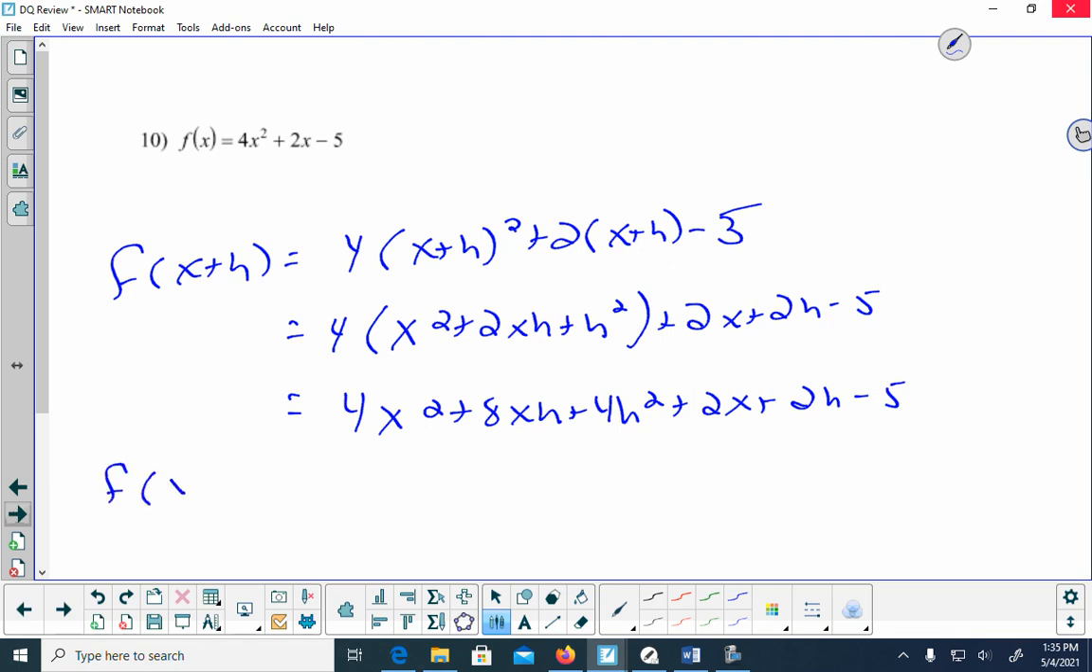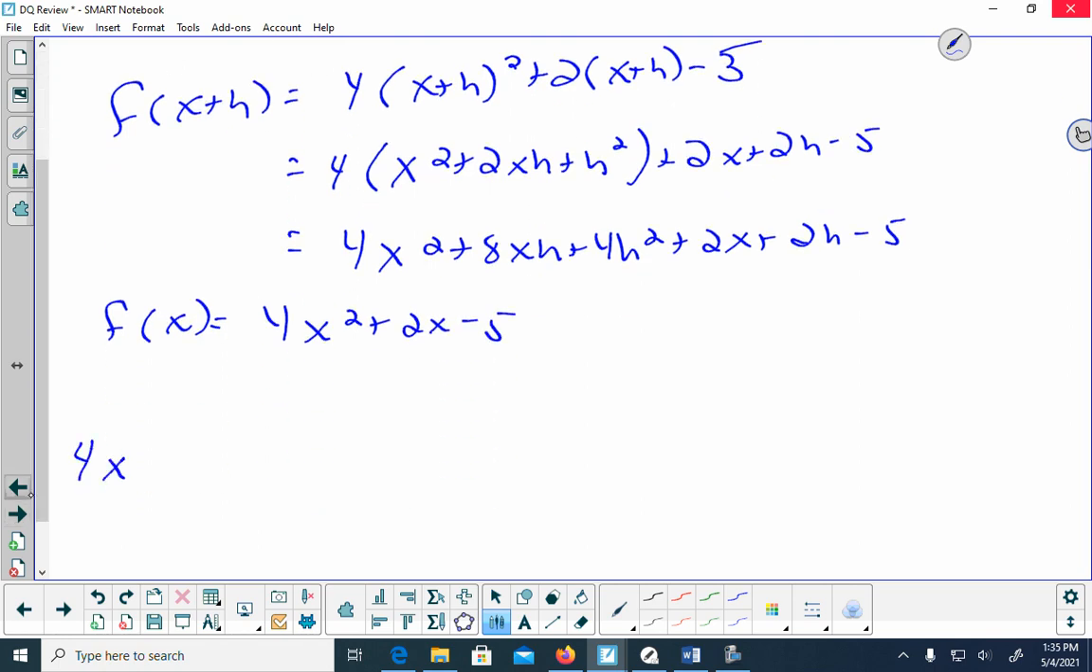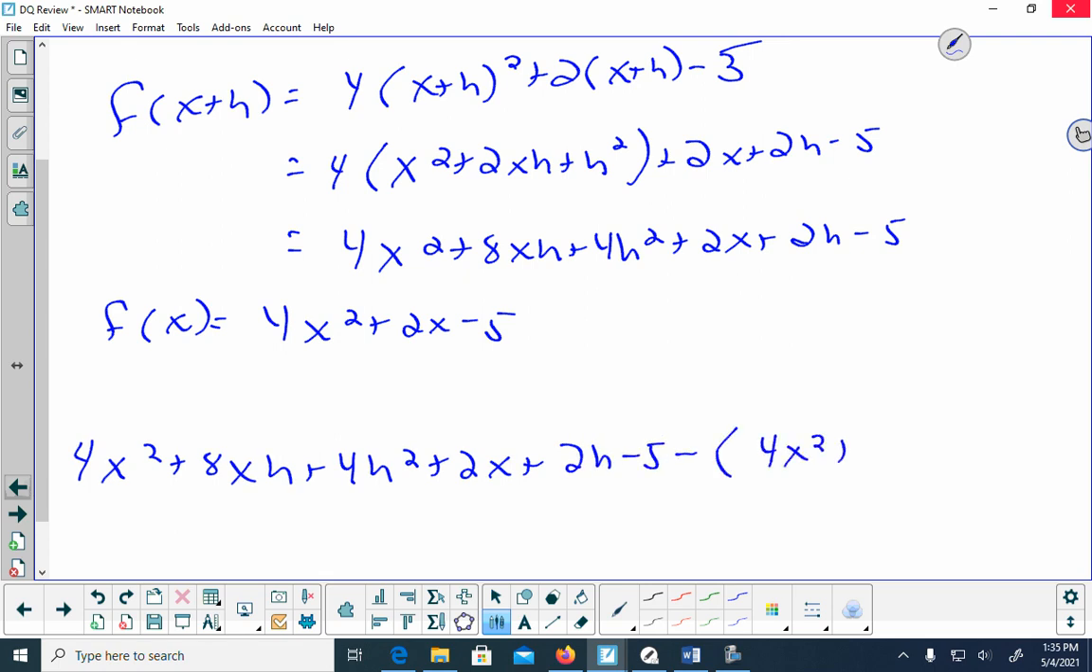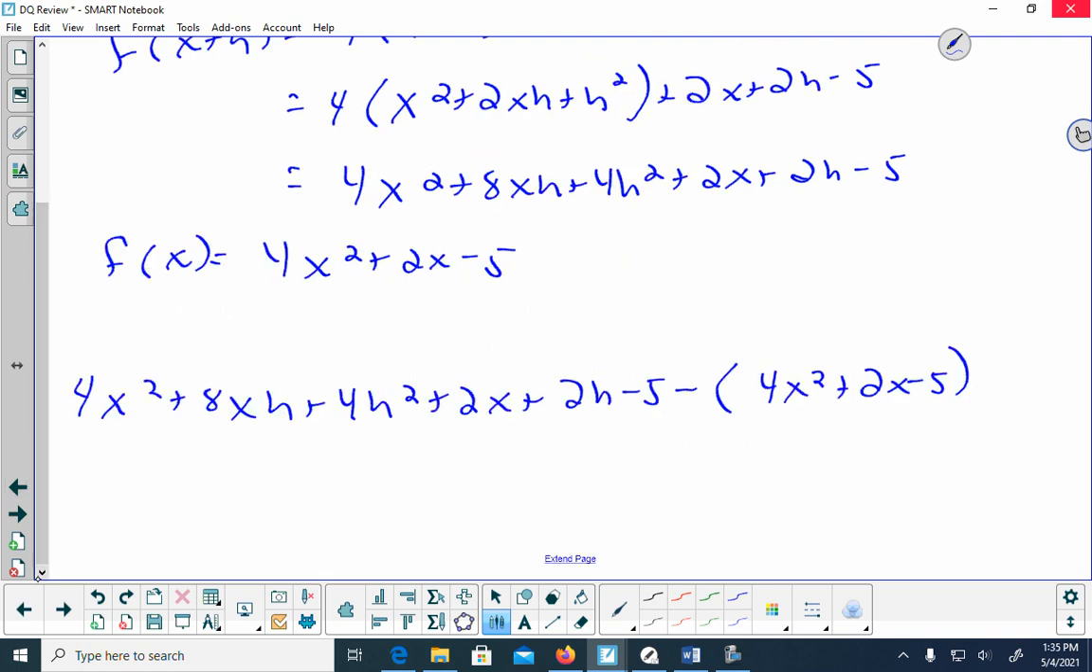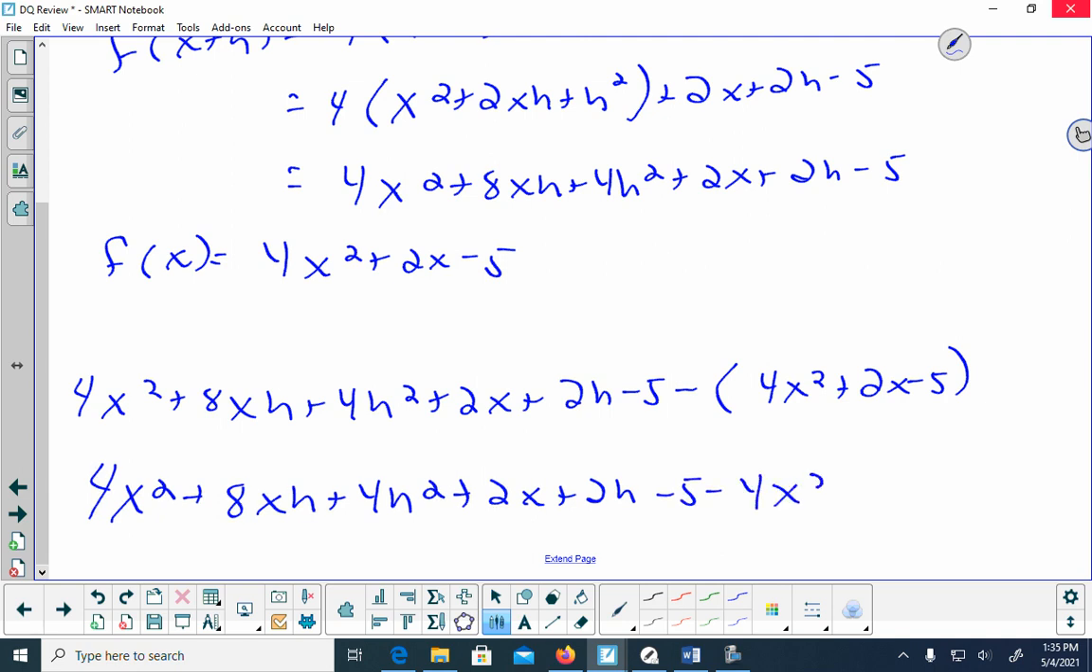My f of x is what's written up there. Now I'm going to take the f of x plus h part and subtract my f of x, remembering to put in the parentheses to distribute my negative sign. And when I do that, this is all over h.